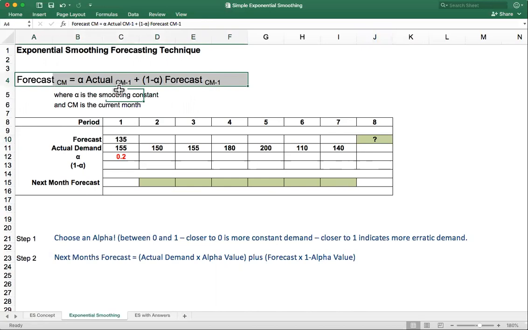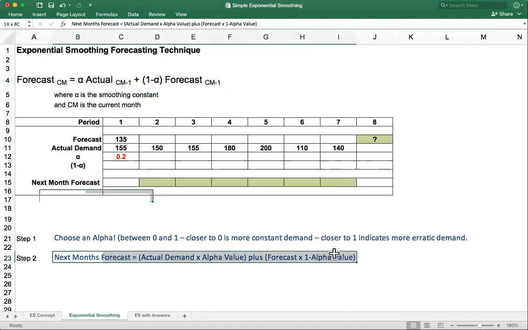previous period plus 1 minus alpha times the forecast of the previous period. Okay, that may sound intimidating, but when we look at it down here, and I've put it in plain English, let's take a look at what it means. So it's the exact same formula, it's just written out a little differently.